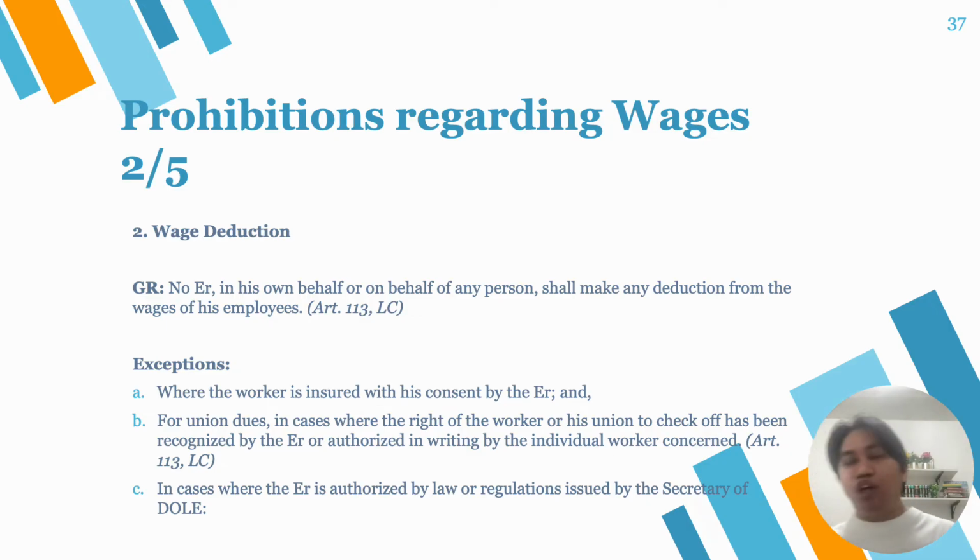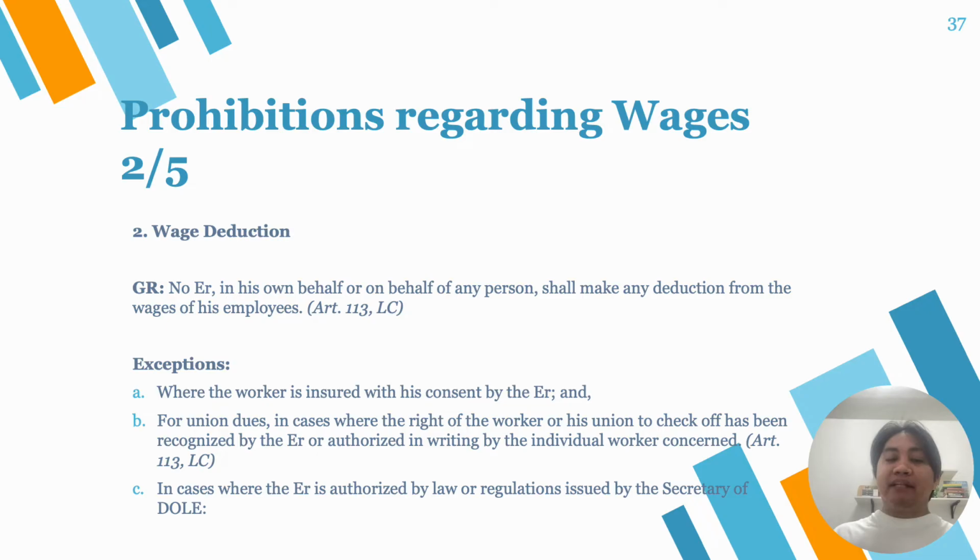But again, in labor law, there will be exemptions. The exemption is when the worker is insured and, with his consent, the employer makes deductions. So that could be insurance deductions. For union dues, say you're a member of the union and you have an agreement with the employer that your union dues will be deducted from your salary. That is a valid deduction.